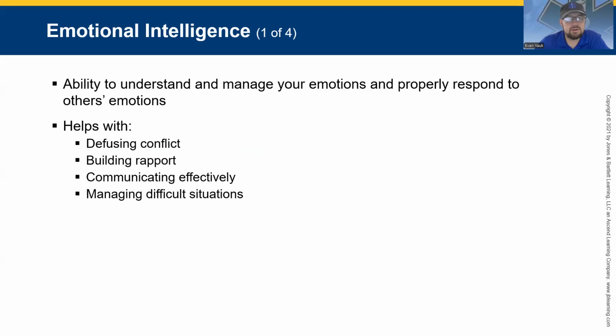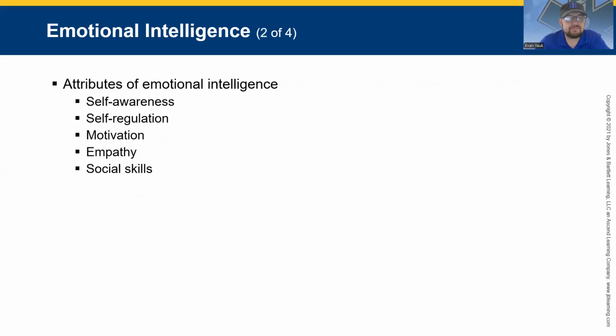Emotional intelligence: the ability to understand and manage your emotions and properly respond to others' emotions. It helps with defusing conflict, building rapport, communicating effectively, and managing difficult situations. Attributes of emotional intelligence are self-awareness, self-regulation, motivation, empathy, and social skills.